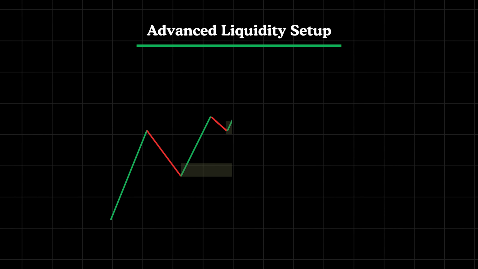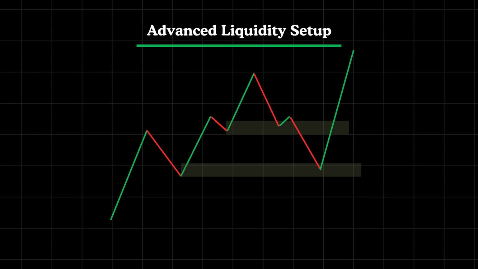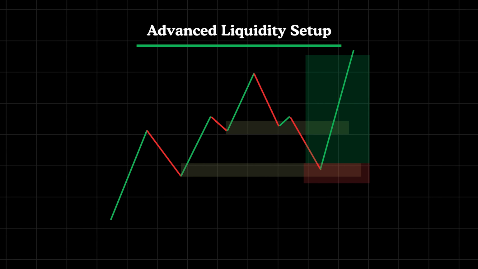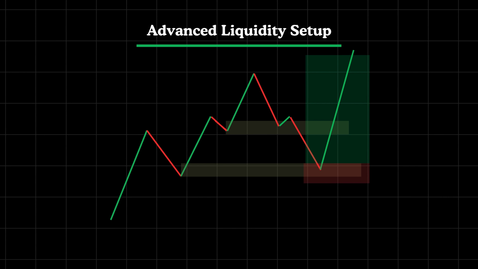Now, for this strategy to work best, we want to see a minor demand zone just above a major one. That minor zone acts as our liquidity trap, and once price sweeps through it and reacts off the major demand below, that's our cue to enter a long trade.